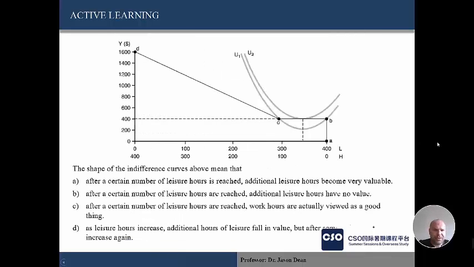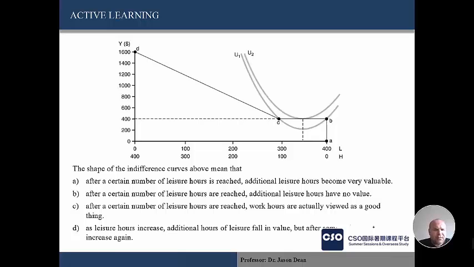Okay, here's another question. We have some strange indifference curves. We have two indifference curves, negatively sloped, but at some point they turn around and become positively sloped. They do that at this point here. So the question is asking, what do these indifference curves mean? Which one of these phrases is correct in terms of these strange looking indifference curves?